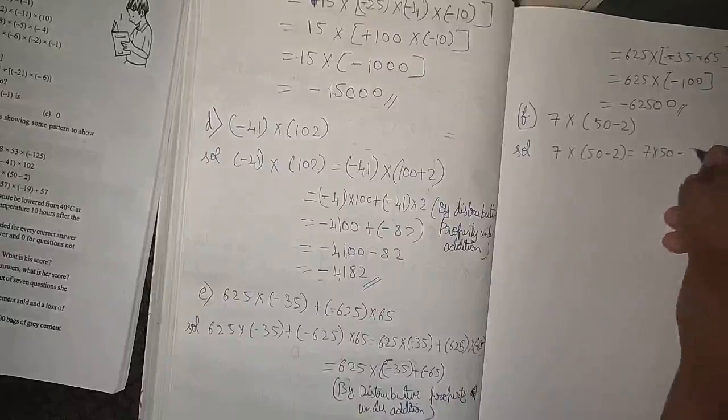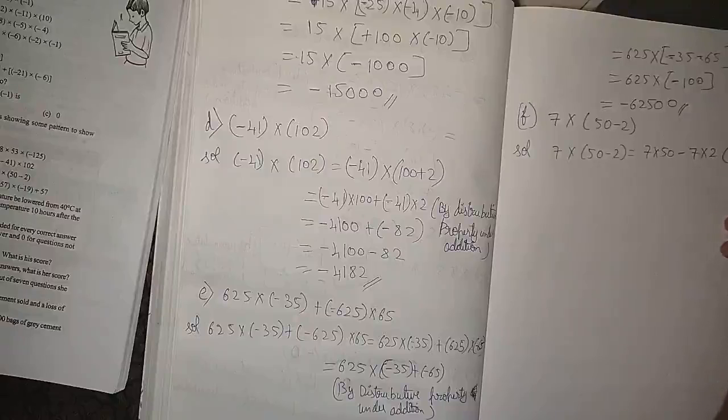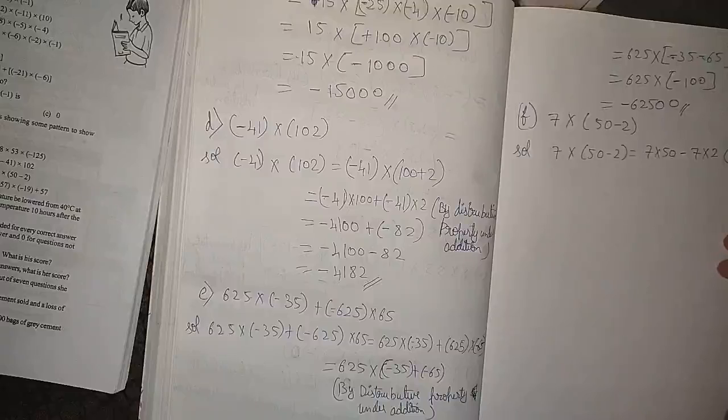Okay, so solution, 7 into 50 minus 2, I can write it as 7 into 50 minus 7 into 2. This is from distributive property under subtraction.